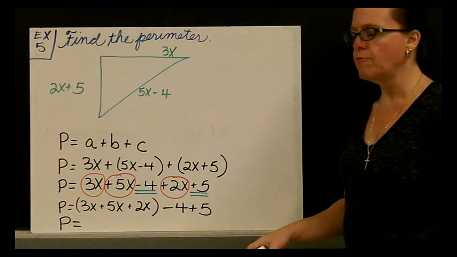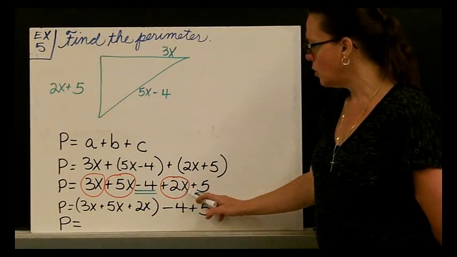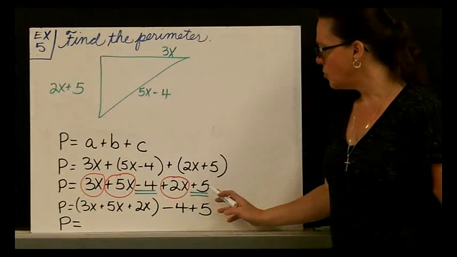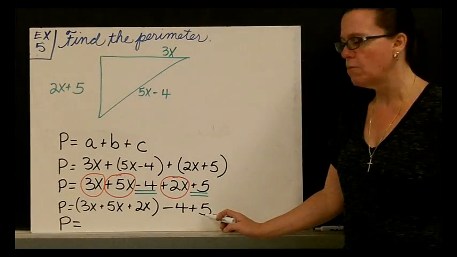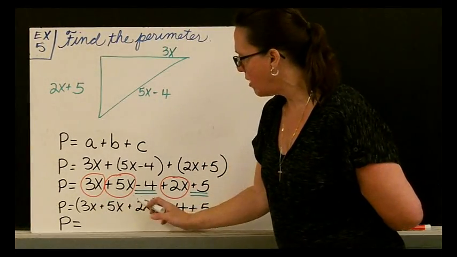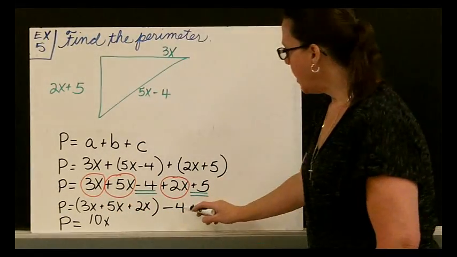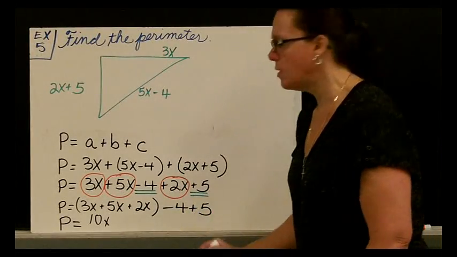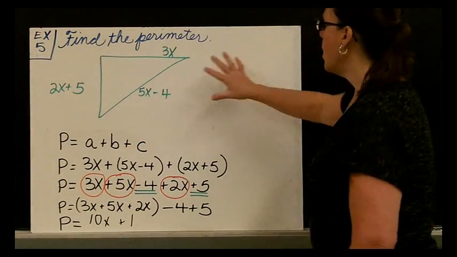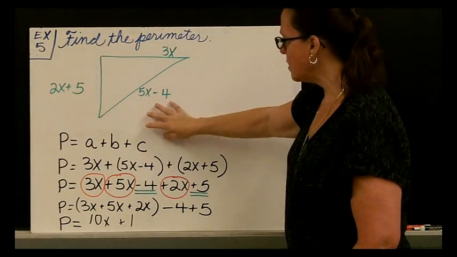Then in the next line of my simplifying, what I did was, here I identified with a red circle the 3 terms that have a variable, and then I underlined in green the 2 constants because those can be combined. Here, these are all positive numbers, so we have a 3 plus a 5 plus a 2. That gives us 10x, and a negative 4 and a positive 5. When we combine them, that gives us plus 1. So the perimeter of this triangle, pardon me, is 10x plus 1.